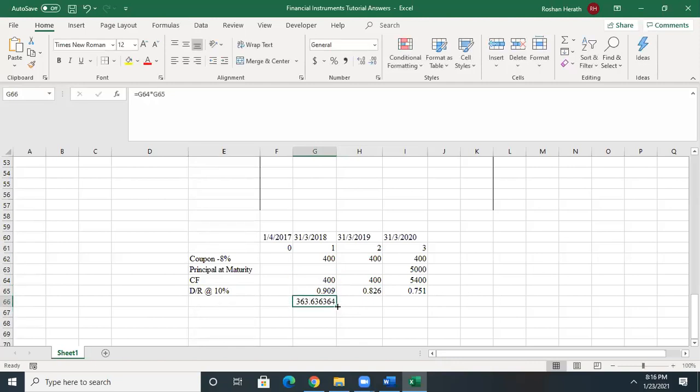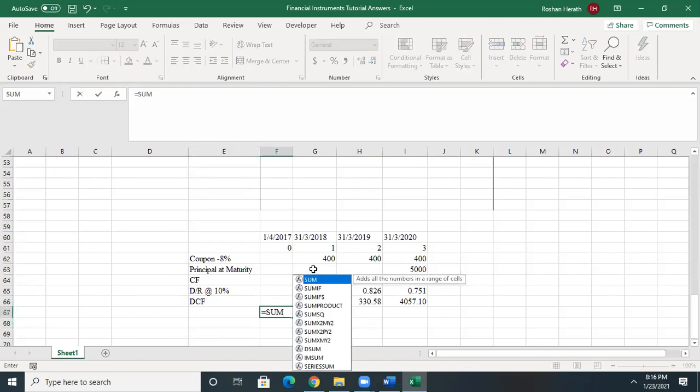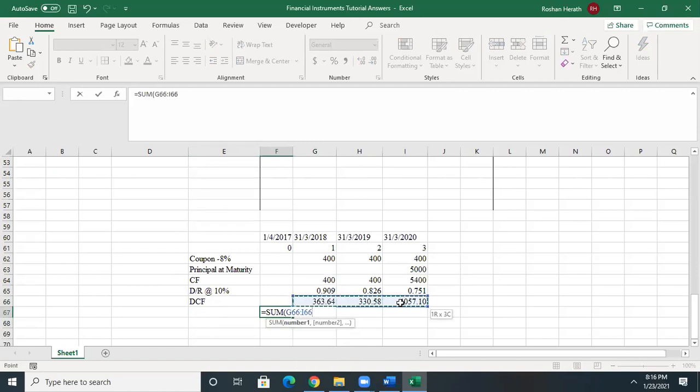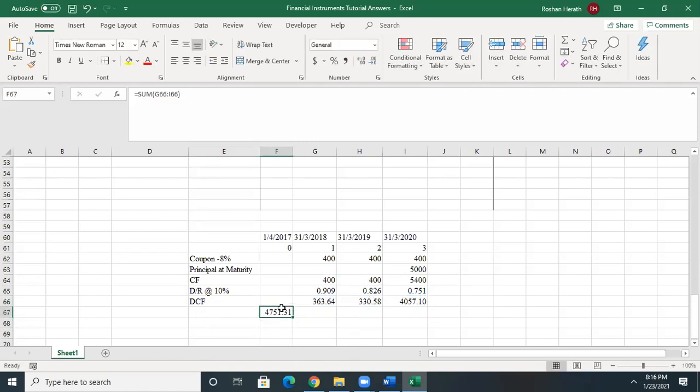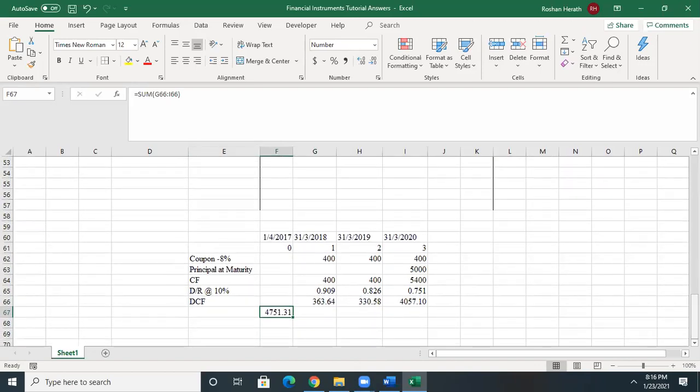So you discount the cash flows. These are the discounted cash flows. Then the value of this instrument, the liability, is 4,751.31. You forecast the future cash flows, divide them by the market rate, and what you get today is the value of the bond, right?